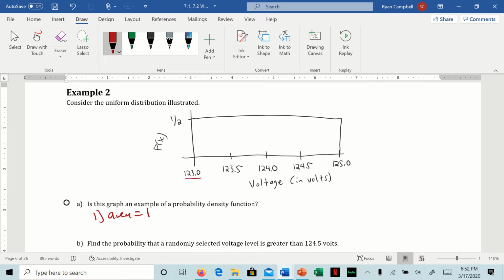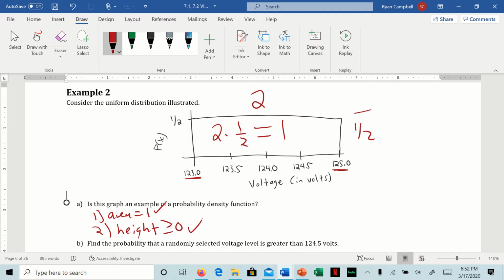So we're going from 123 to 125. We see that's actually 2. This is sectioned off into 0.5s, so it's a little different. Make sure to pay attention to that kind of stuff. The width is 1/2. Well, we already showed that 2 times 1/2 is 1. So that part's good. Second part, are all the heights greater than or equal to 0? Yep, absolutely. So yes, this is a probability density function.